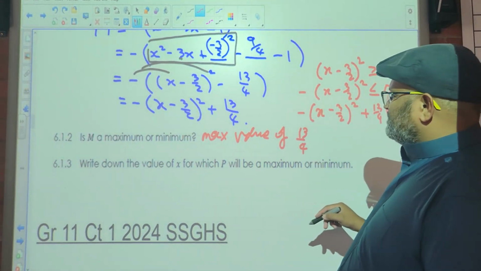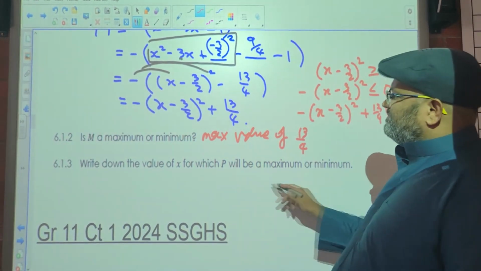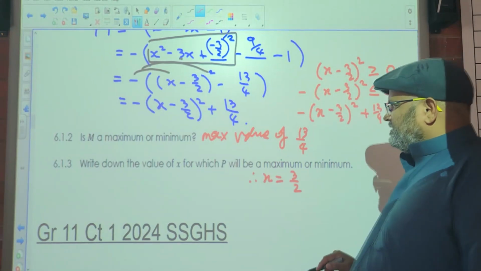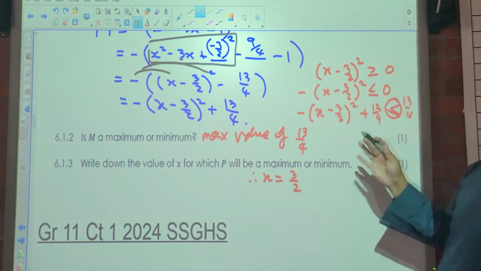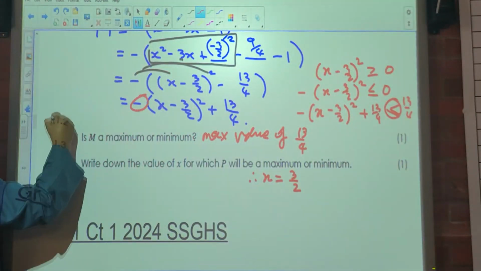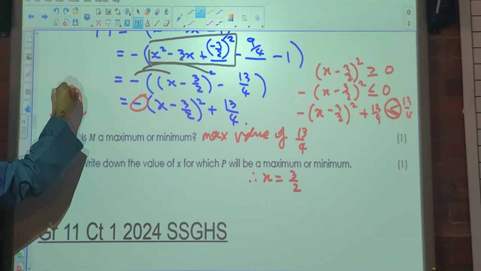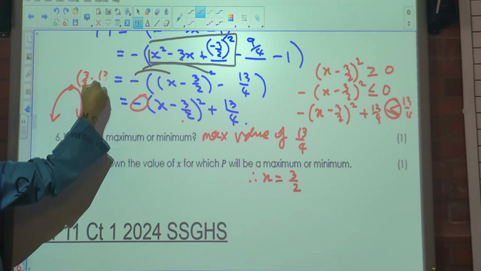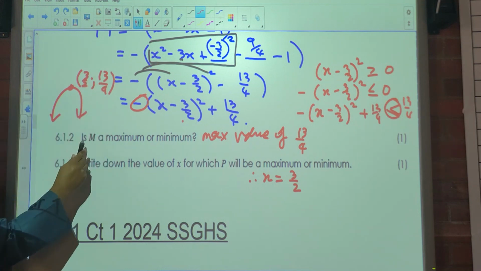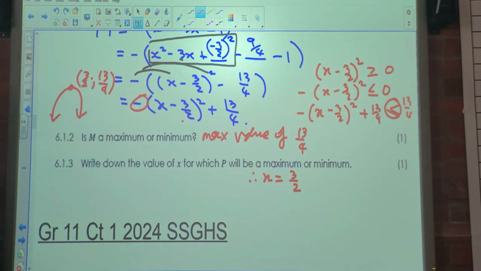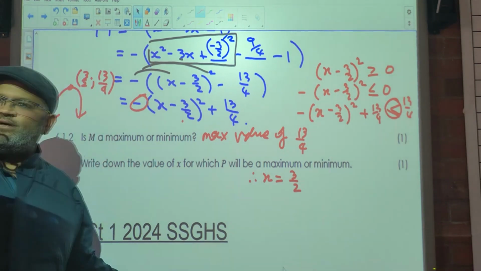Write the value of x for which p will have a maximum, and therefore x is at 3 over 2. Now some of you won't understand that, but what we do is we draw a graph. Not so? Is it a smiling or frowning graph? Frowning. The turning point there, of course, is 3 over 2, the additive inverse of that. So we say the graph has a maximum value of 13 over 4, and occurs at an x value of 3 over 2. Okay.